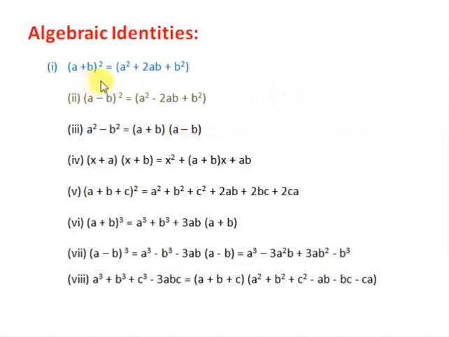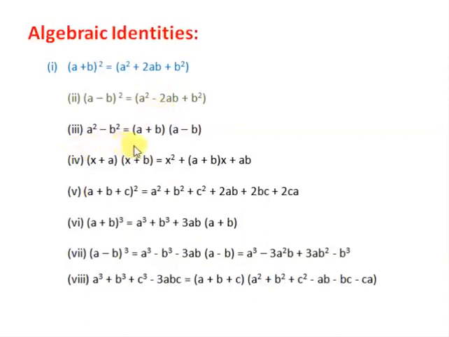It is (a plus b) whole square is equal to a square plus 2ab plus b square. This is the identity we have been learning from 6th class onward, so again we have to deal with it in the 9th class. (a plus b) square is equal to a square plus 2ab plus b square. Second is (a minus b) whole square is equal to a square minus 2ab plus b square. See the difference here: plus 2ab, here it is minus 2ab.